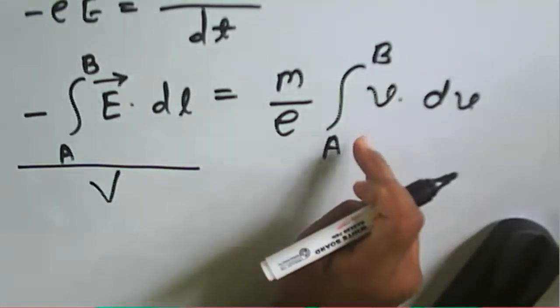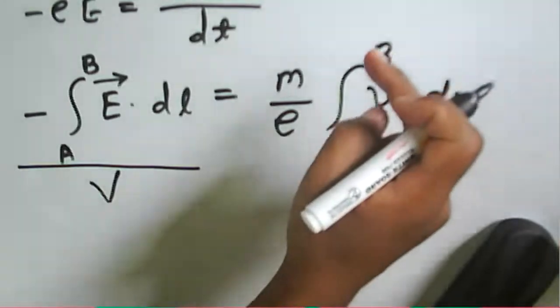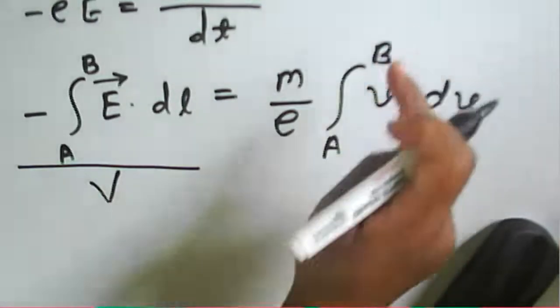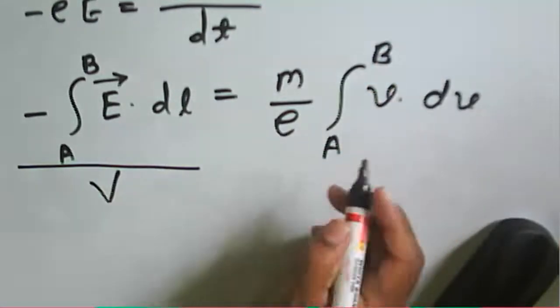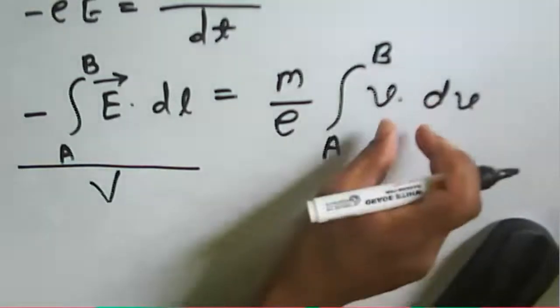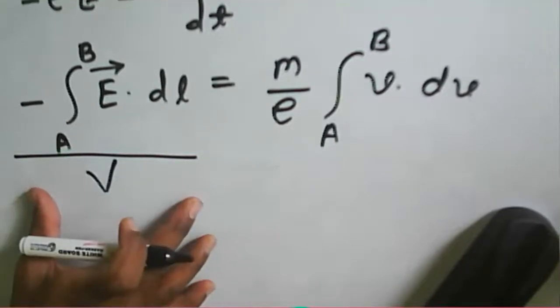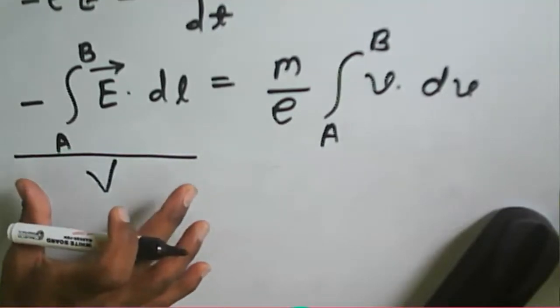Electron is moving from A to B. That is about the velocity of the electron from point A to point B. So with respect to velocity, we can write VA and VB again. Okay, that is sufficient now. So this is about the potential equation here.